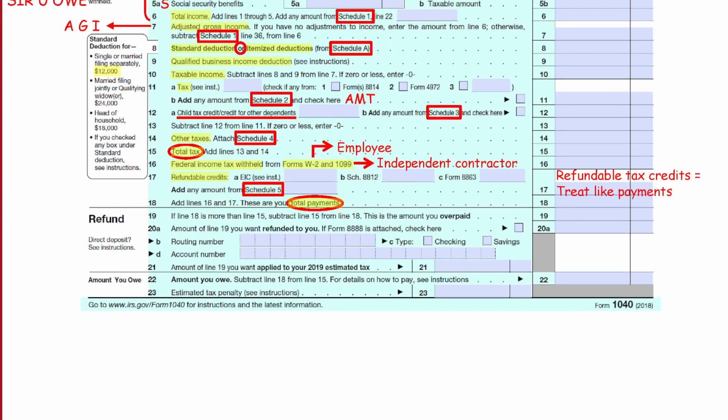Now, we're going to compare line number 15 versus line 18. Line 15 is total tax. Line 18 is total payments. Now, if the total payments are in excess of total tax, that calls for a refund. Right? Or if total tax on line 15 is more than total payments on line 18, that is the amount you owe.